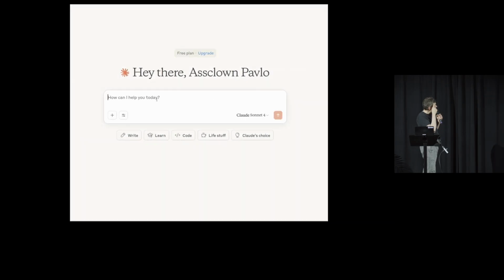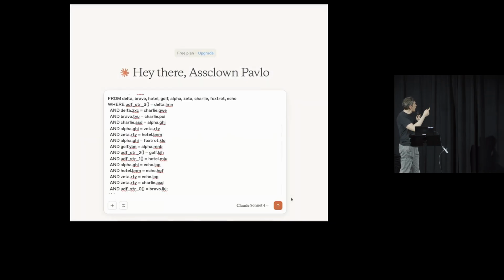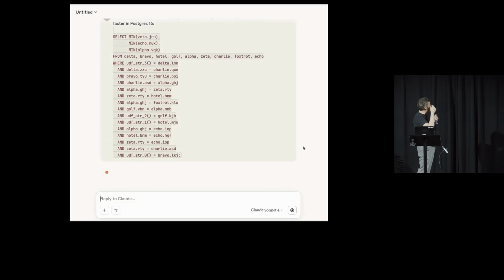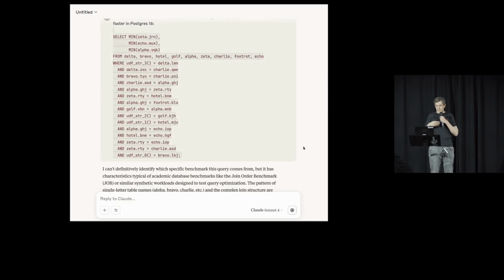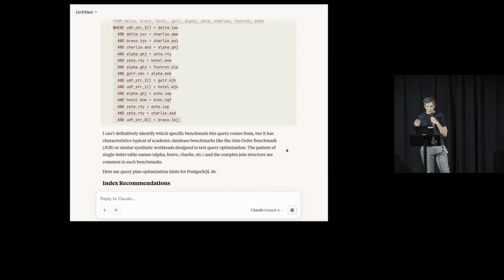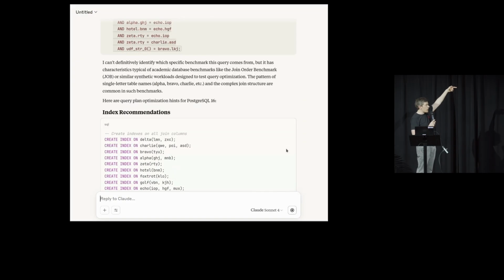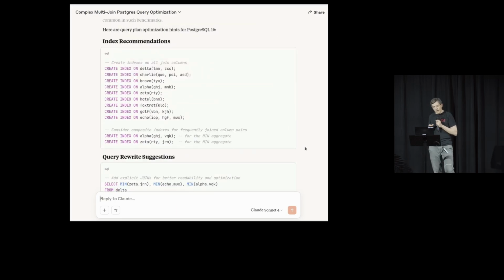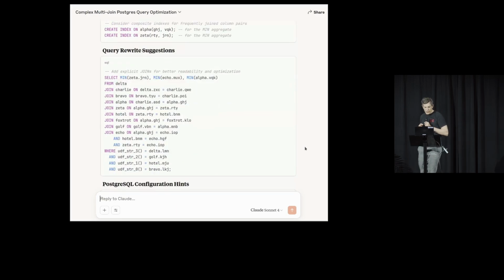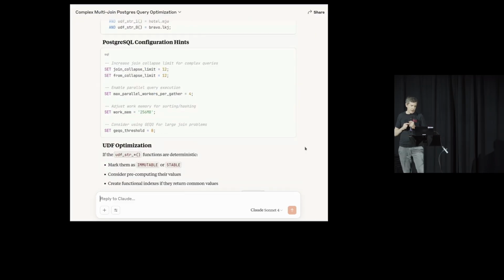So if we actually go now to a demo with Claude, right? This is me putting in the obfuscated query, and it's going to crunch on it for a bit, but it said it can't definitively tell that it's from the Join Order Benchmark, but it thinks it is. And then the recommendations it's going to spit out are going to be for the obfuscated table names, but it's basically going to be the exact same thing that you would get if you gave it the original query. So there's LLM stuff people are doing. Without running on real workloads yet, I can't definitively say I think it's a good idea.